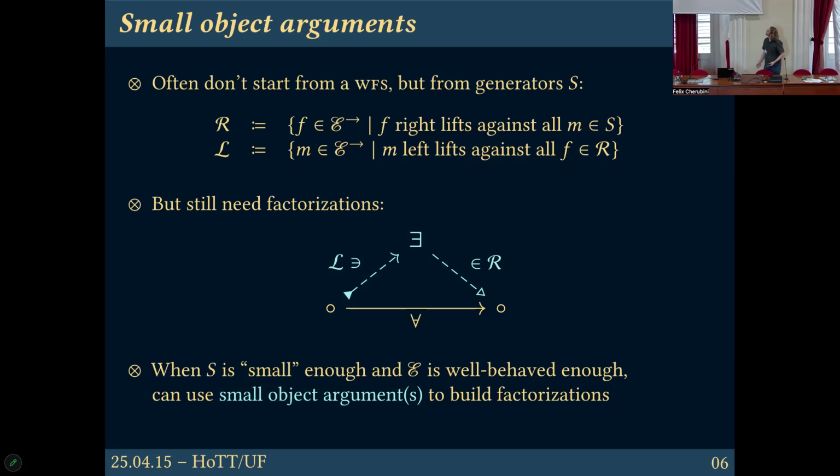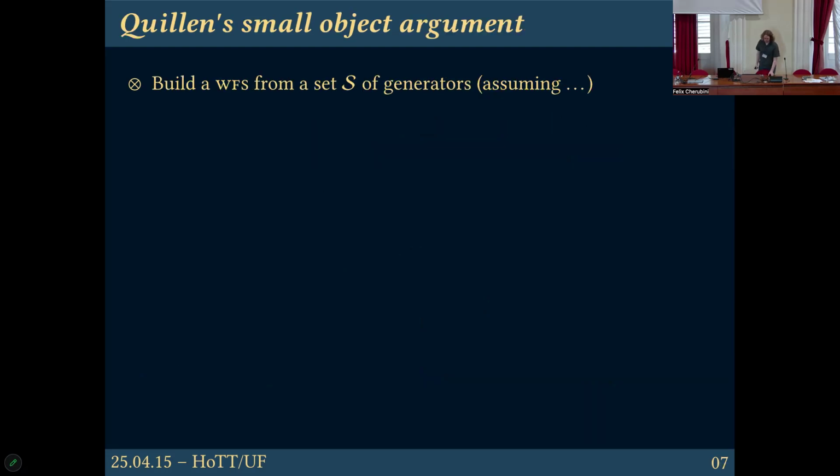And so this is where the small object argument comes in. The small in the name is, in order to apply it, we need to know that this set of generators is small, whatever that means. So if S is small enough and our category is well behaved enough, we can use one of these small object arguments to build our factorizations. So the original one is due to Daniel Quillen. Quillen's small object argument is for generating a factorization system from a set, assuming some stuff. And I can sketch for you how it works.